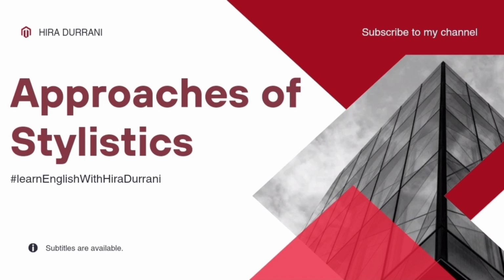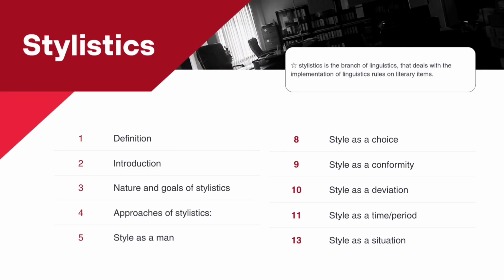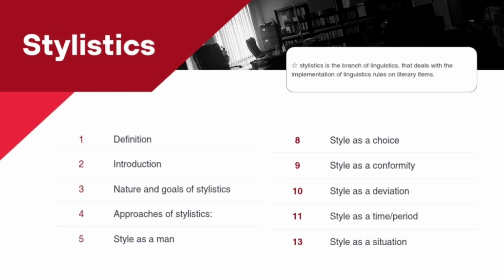Things which we would be discussing in this video are the introduction, definition, nature and goals of stylistics, and then going on with the approaches of stylistics such as style as a man, style as a choice, style as a conformity, style as a derivation, style as a period or time, and style as a situation lastly. So let's begin with it.